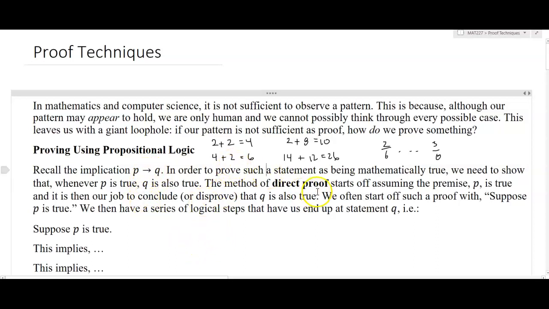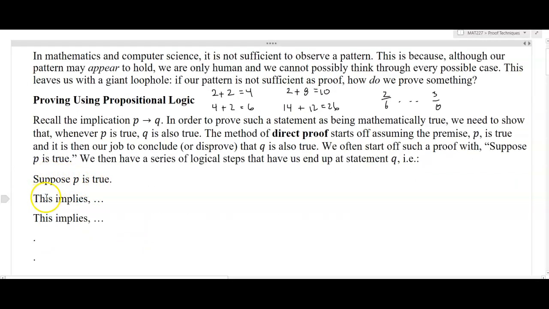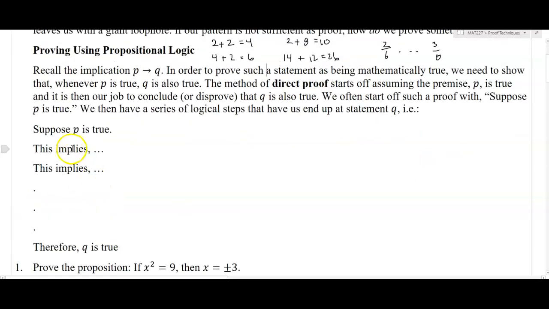The method of direct proof starts off assuming the premise, right? Because what we're trying to say here is if the premise is indeed true. So assume it is, and then show that the result Q follows. We often start off such a proof with "suppose P is true." So we then have a series of logical steps that allow us to end with the conclusion. Then you get to operate with that statement and do a bunch of logical steps, whether that is algebra or making some observations that are true, and then hopefully walking yourself to the conclusion Q.